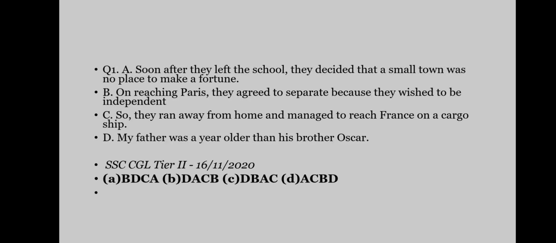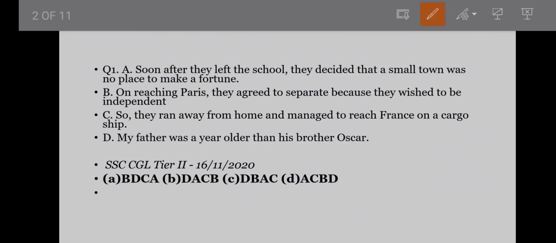In the first one, we can see that "soon after they left the school, they decided that a small town was no place to make a fortune." So it starts with "they." The next sentence again starts with "they." But in option D, it is "my father." It's a noun. "My father was a year older than his brother Oscar." So D will be the first one. So the next can be option B or C.